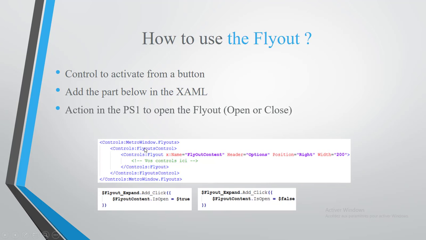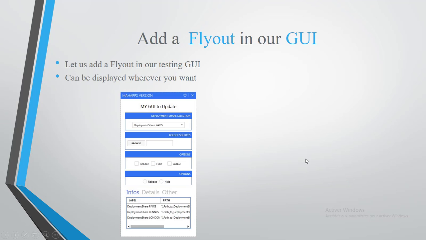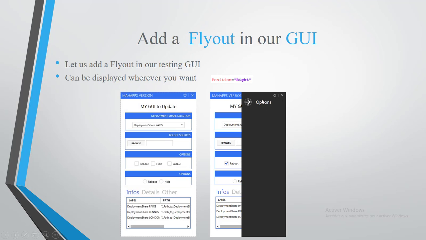You can also display the flyout where you want. For instance, at the top of your GUI, at the bottom, at the left or right. For that, you have to modify the position attribute from right to top, bottom, left, or right. Now we'll add a flyout in our testing GUI. We will open it using the settings icon here. This will give this kind of GUI.